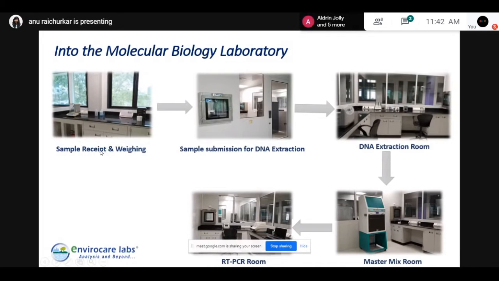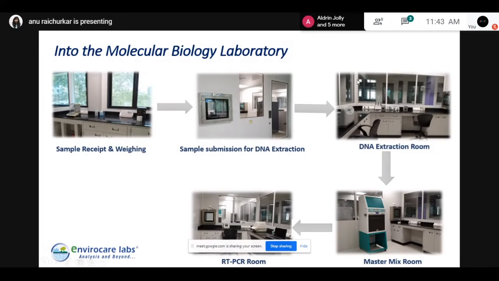So what is the process flow? In any molecular biology laboratory, it is extremely vital that there is a unidirectional flow of your products. Why? Because it has to be ensured that there is no cross contamination. So once we receive any sample of food, we will weigh it in this sample receipt area, where the sample is weighed and prepared. This sample is then transferred via aseptic means, that is via a pass box, into the DNA extraction room.